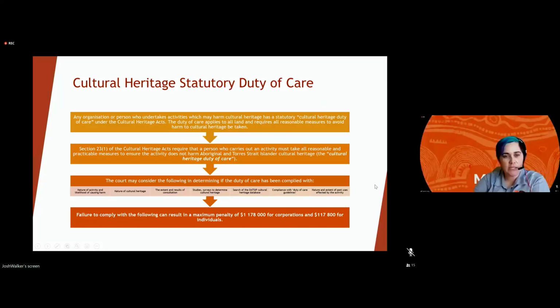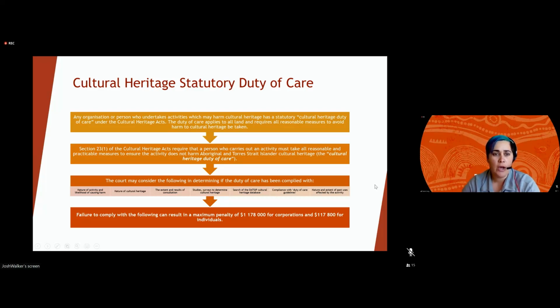Okay, so this is something Josh touched on a bit earlier: under the Cultural Heritage Acts, there is a statutory duty of care that all land users have. That is the duty to take all reasonable and practical measures to make sure that the activity you are doing will either minimise harm or avoid harm where practicable.